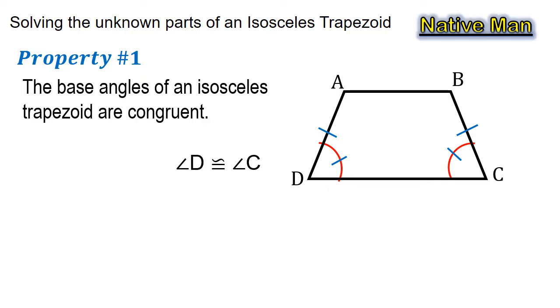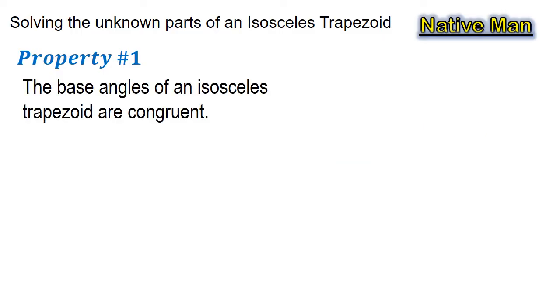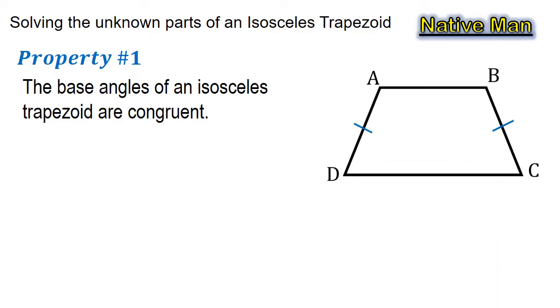Another pair of base angles are angle A and angle B. Kung sila po ay base angles, then they are also congruent. So, in symbol, angle A is congruent to angle B. So, para mas maunawaan po natin yung property 1, if angle D is 70 degrees, then angle C is also 70 degrees. This should be equal.